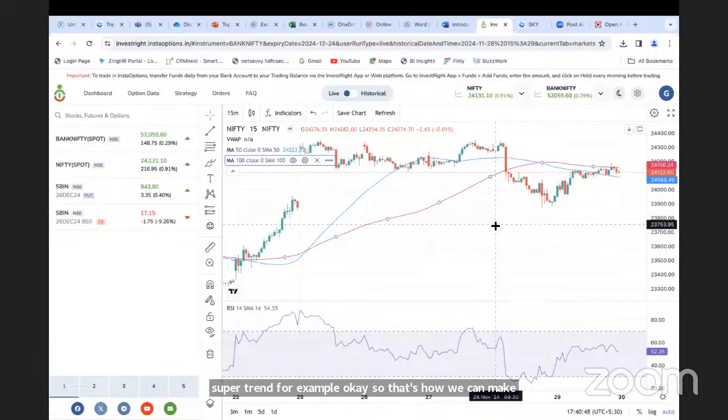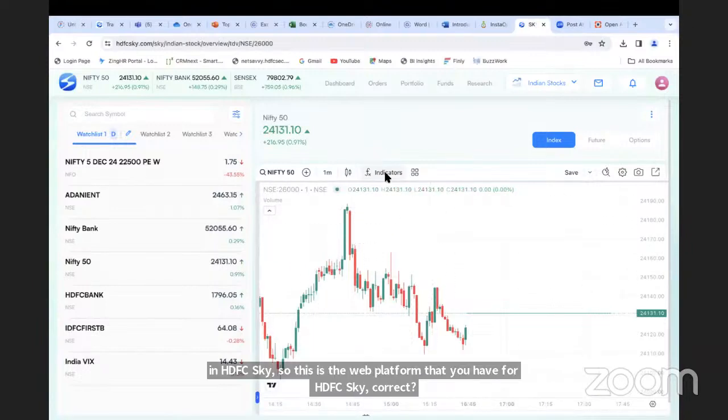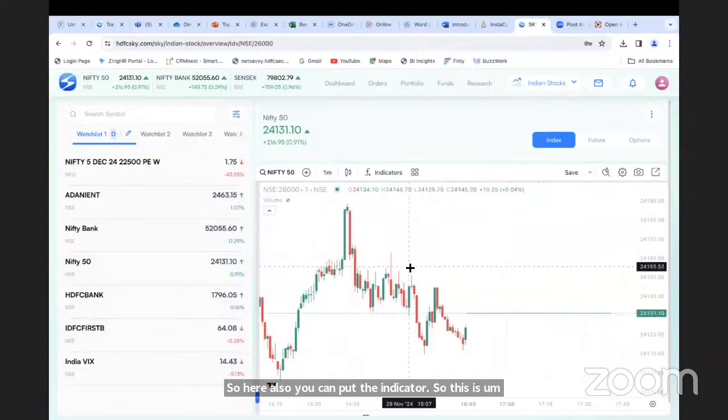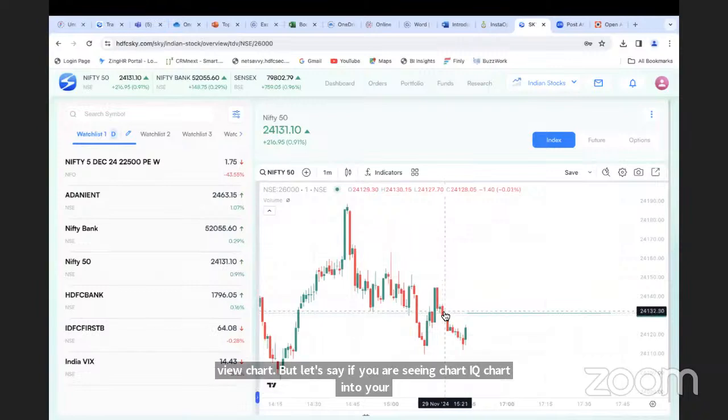So I suppose that there are some viewers who are using HDFC Sky as well. Okay, so in HDFC Sky, this is the web platform that you have, correct? So here also you can put the indicator. Whenever you open the chart here in HDFC Sky, you will get two options of charts, TradingView and ChartIQ as well. Right now what you're seeing over here is the TradingView chart, but let's say if you are seeing the ChartIQ chart in your account.